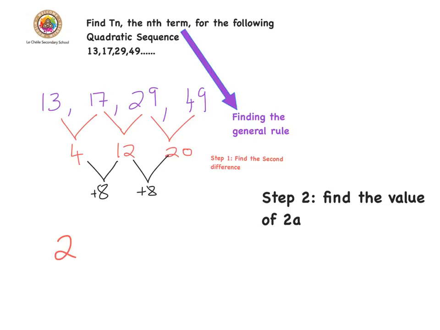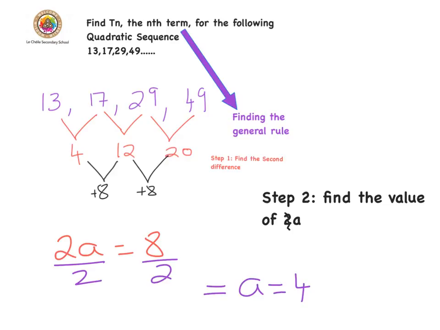So I'm going to say that the second difference, 2a, is equal to 8. What you need to do now is find the value of a, which means dividing both sides by 2, and you will get a equals 4. That's going to help us along the way of finding the general rule for this quadratic sequence.